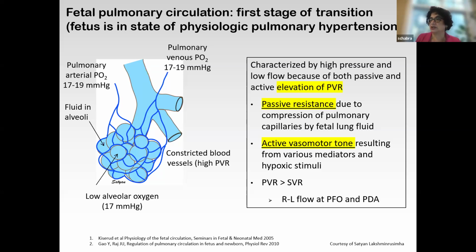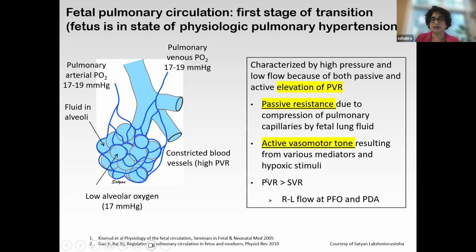There is no significant change observed in the pulmonary arterial or the venous PO2 because the lungs are not doing a lot of oxygenation or any oxygenation. It's the placenta that is doing it. So essentially, the fetal circulation is characterized, on the right as you can see, by high pressure and low flow because of elevated PVR, which could be both passive and active. The passive resistance is due to compression of pulmonary capillaries by this fetal lung fluid. And active vasomotor tone, along with various mediators, can cause elevated pulmonary vascular resistance.